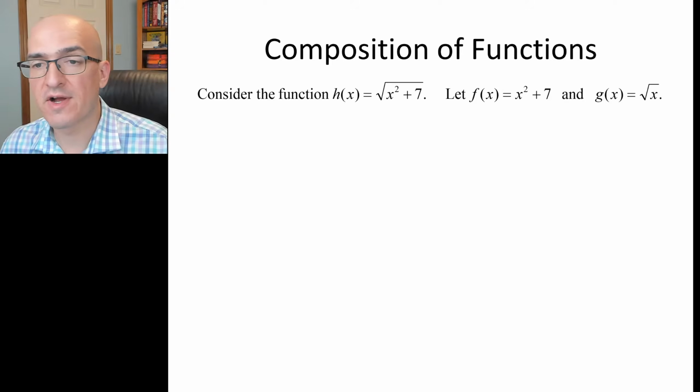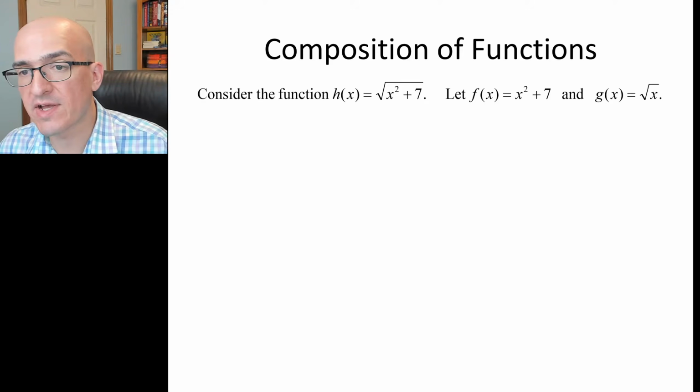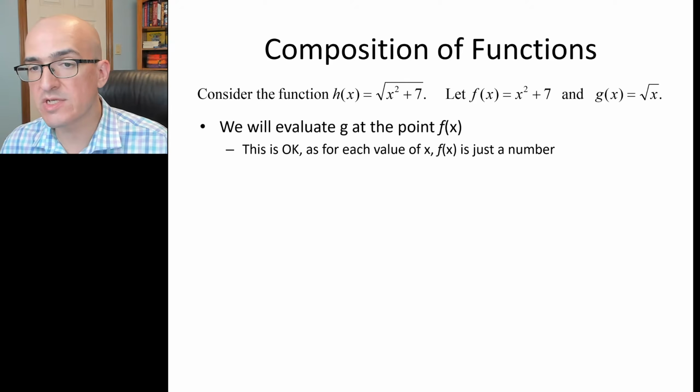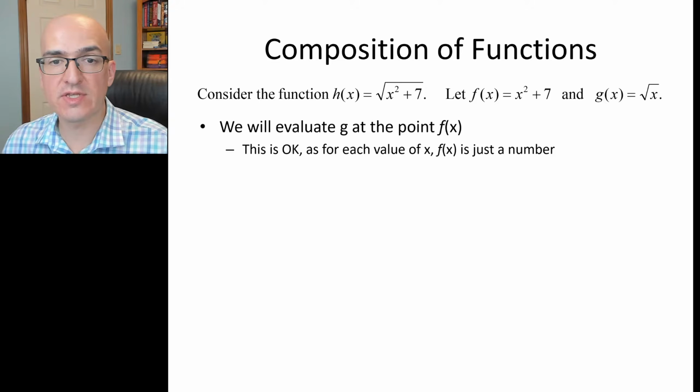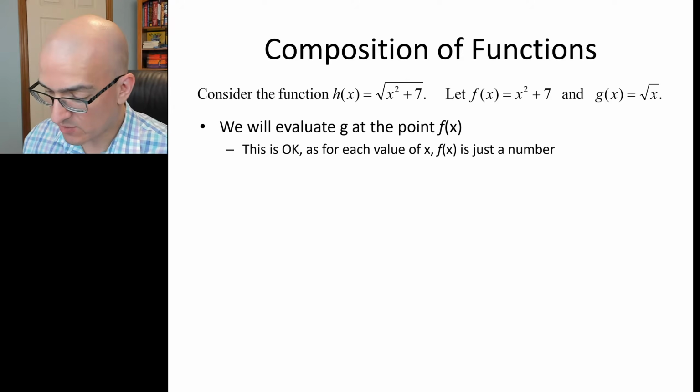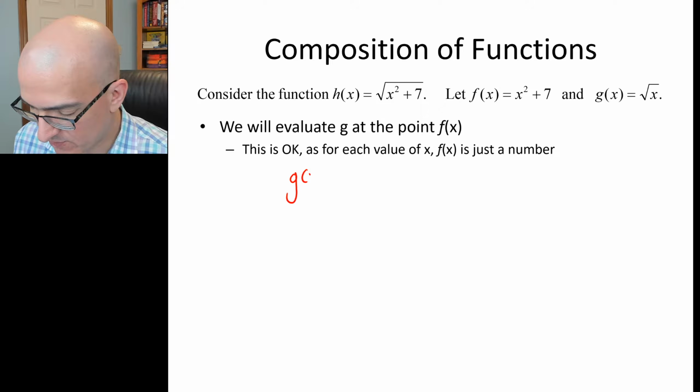Consider these three functions. First one is h of x is the square root of x squared plus 7, and the other two, f of x is x squared plus 7, and g of x is square root of x. What we want to do is to see how to create h of x using the other two. The way that we will do that is we'll start with g of x, which I'll copy down. g of x is the square root of x.